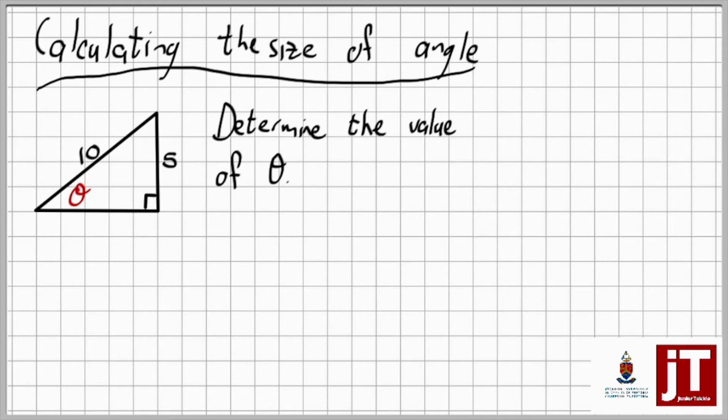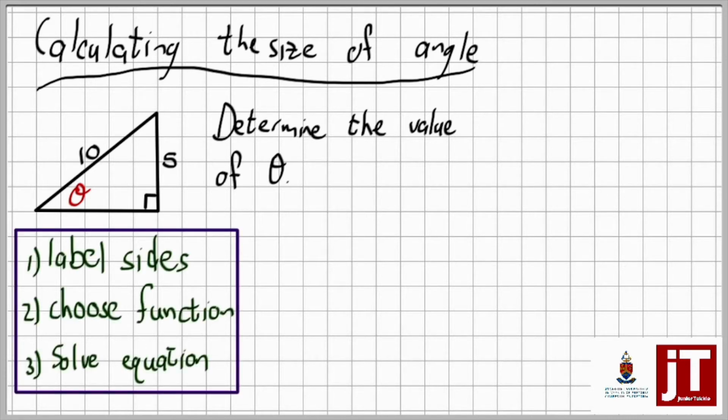So I'm going to still use the same 3 steps that I used for solving the sides of a right angle triangle. And those 3 steps are in that purple box. So number 1, label the sides. So let's quickly do that. The adjacent is next to theta, the opposite is opposite theta, and the hypotenuse, the longest side, is opposite the 90 degrees. So let's look at SOHCAHTOA.